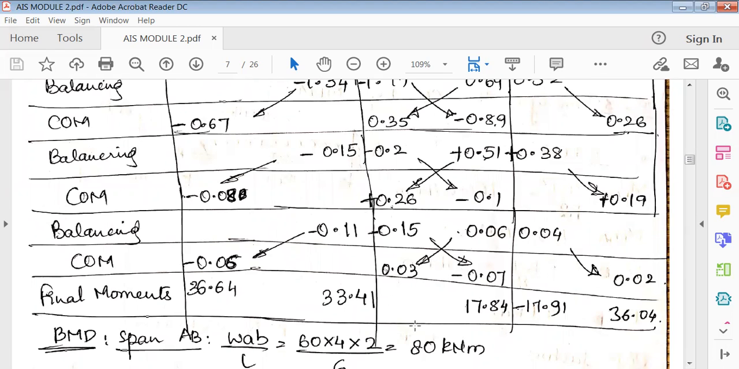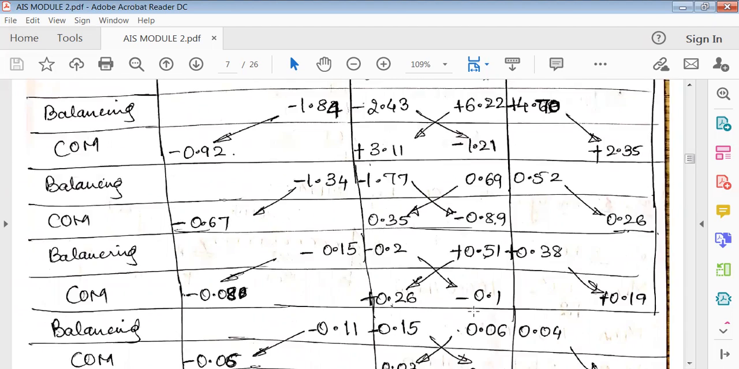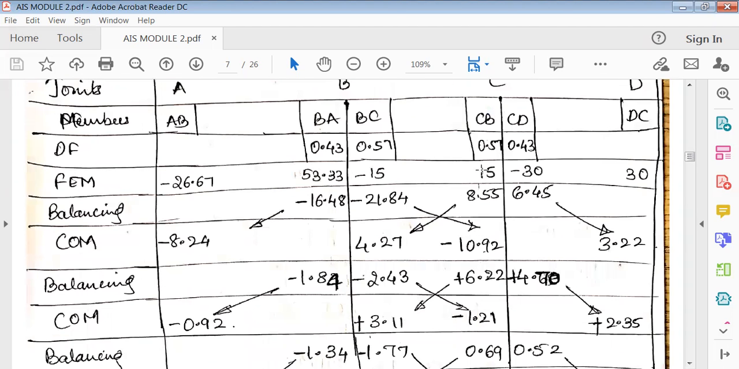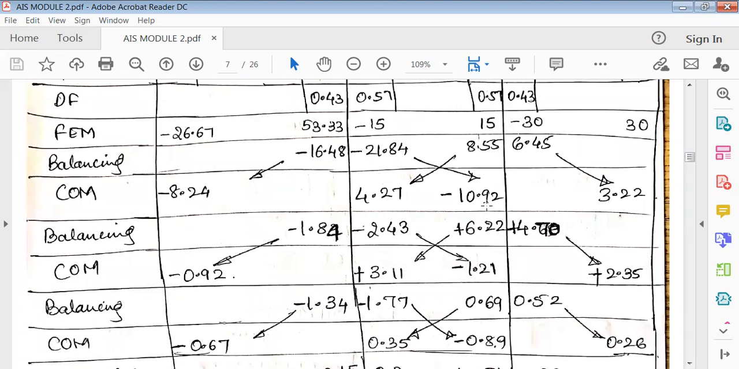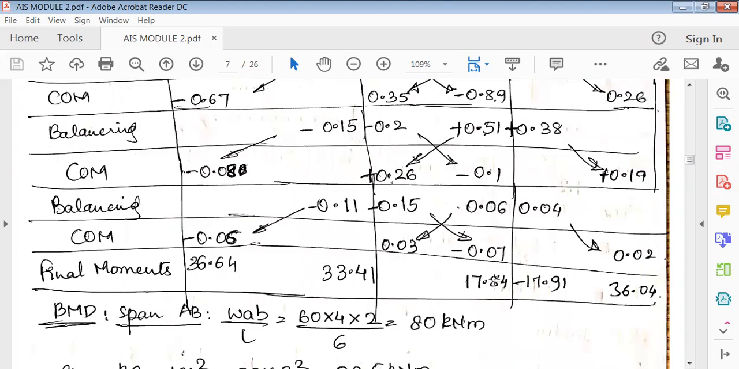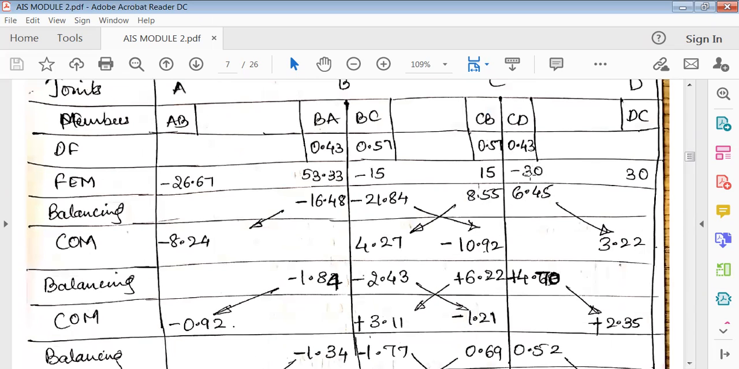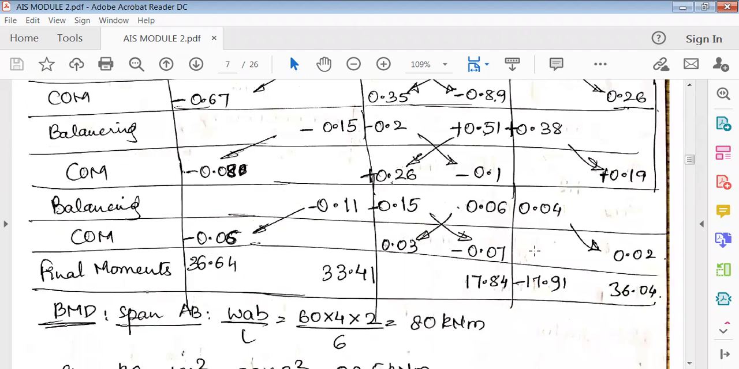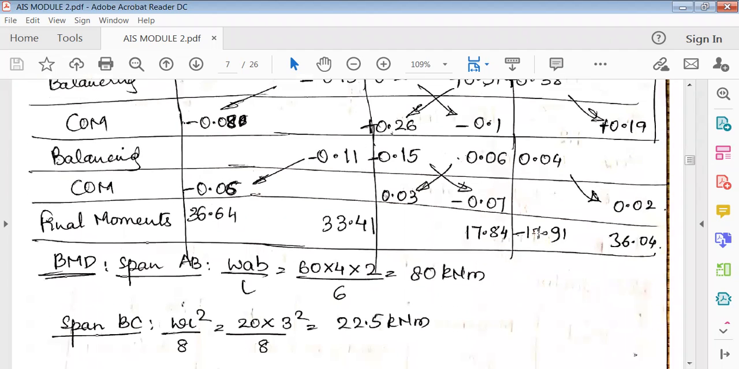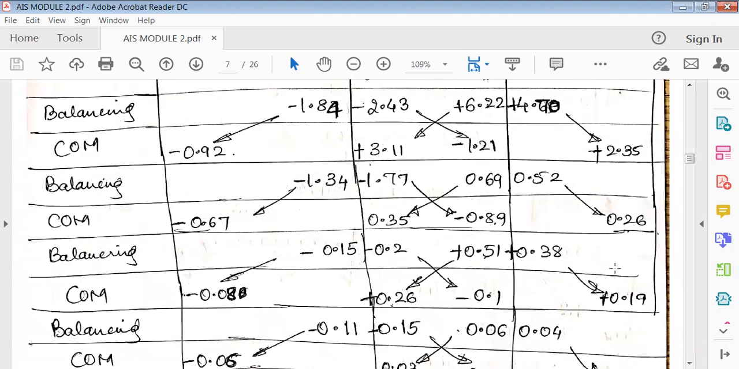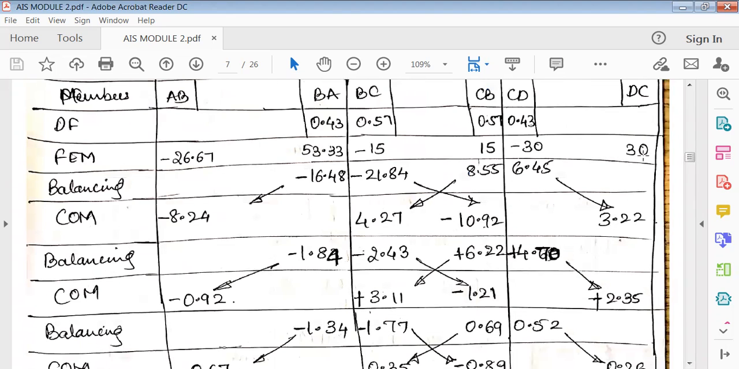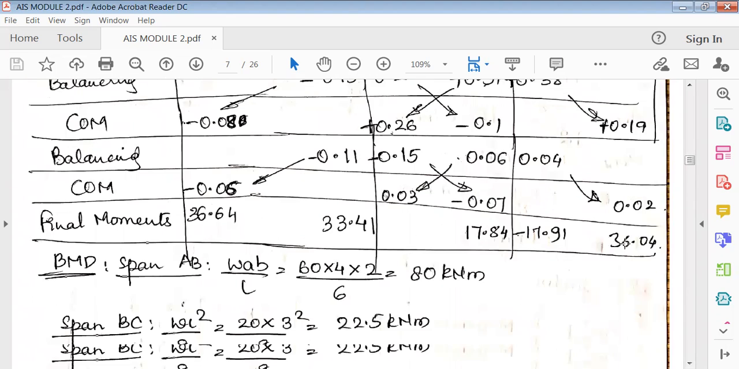Okay, I have not done yet. Please check this. Similarly here also 15, 8.5, complete all these numbers along with the sign, 17.84. Similarly, these numbers, complete numbers, right from the fixed end moment, from here you should take up till this point, minus 17.9. And finally, this column. So the complete answer is 36.04.